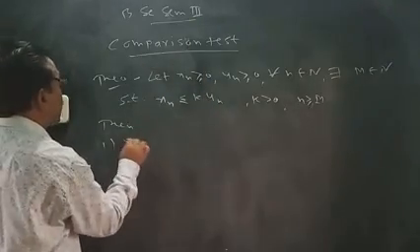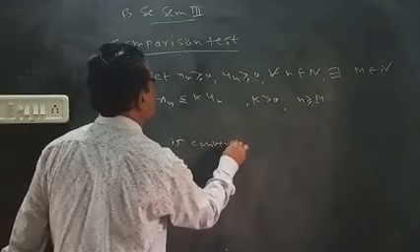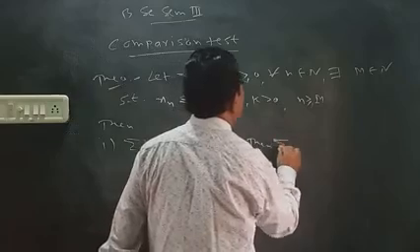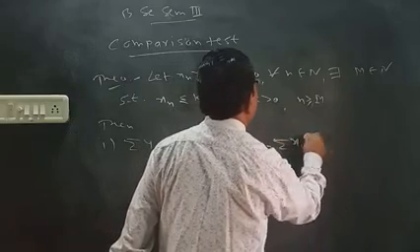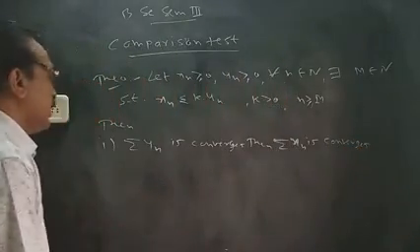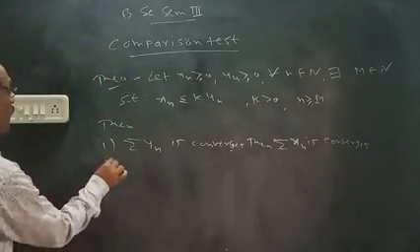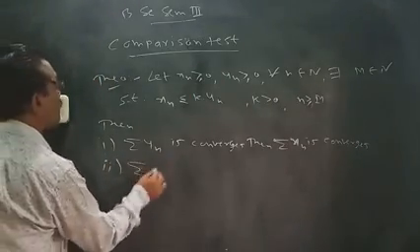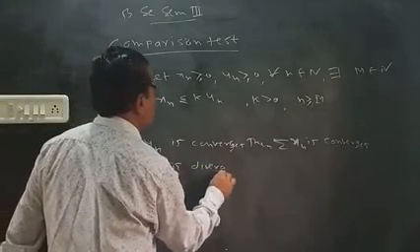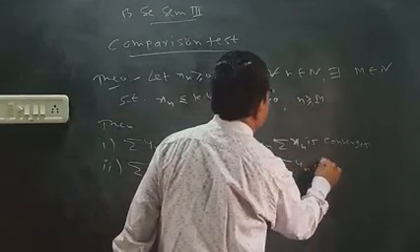Okay, if the right side series summation yn converges, then the left side series summation xn converges. So for converges, the right side series converges, then the left side series converges. But for diverges, if summation xn diverges by any previous test, then summation yn diverges.